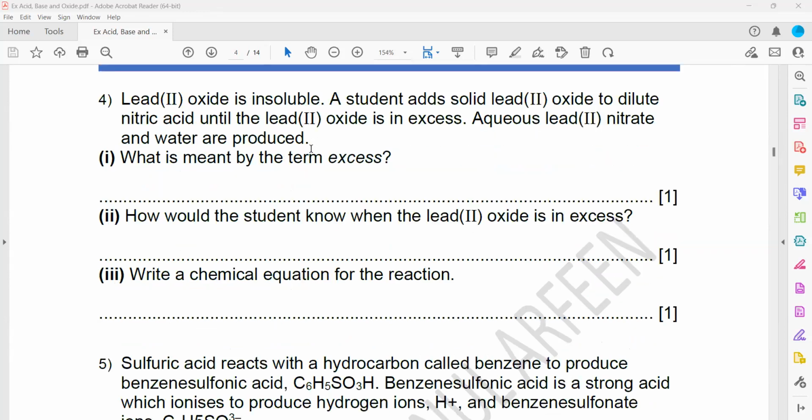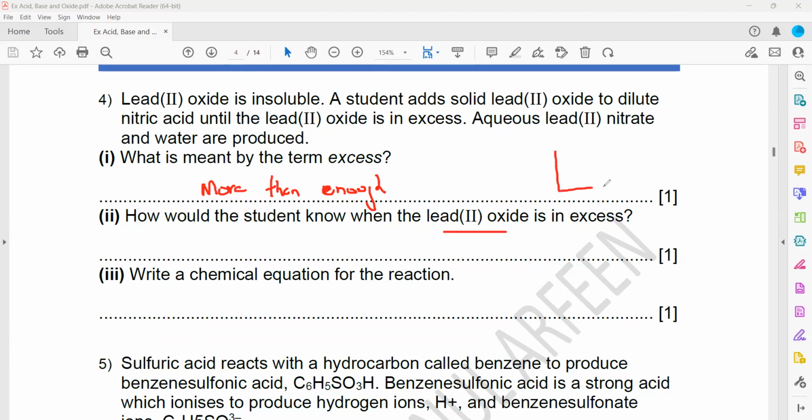In question 4, lead(II) oxide, which is insoluble. A student adds lead(II) oxide to nitric acid until the lead(II) oxide is in excess. Excess means more than enough for the complete reaction, or too much for the reaction. So what is meant by the term excess? The term excess means it is more than enough for a complete reaction.